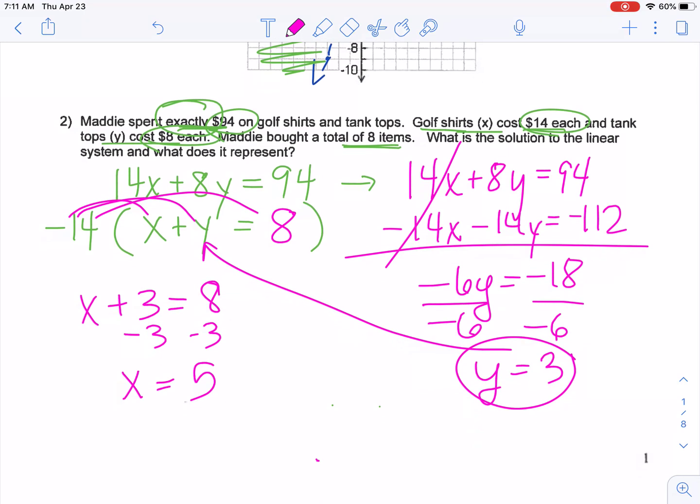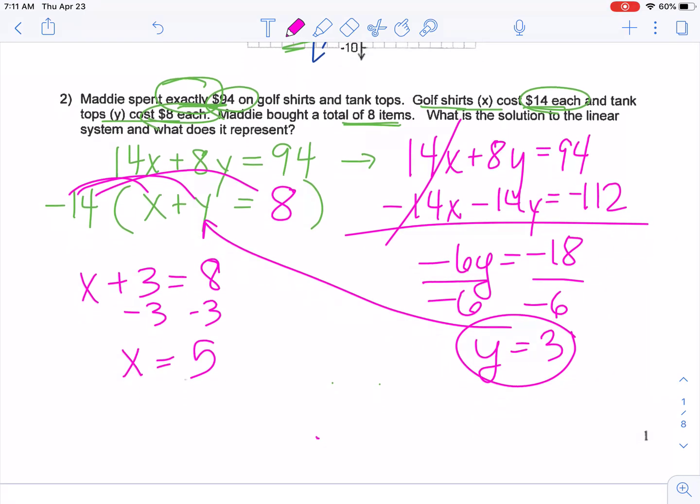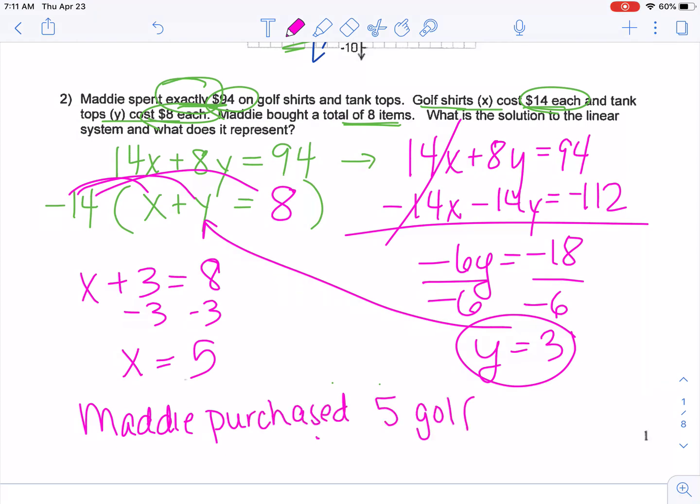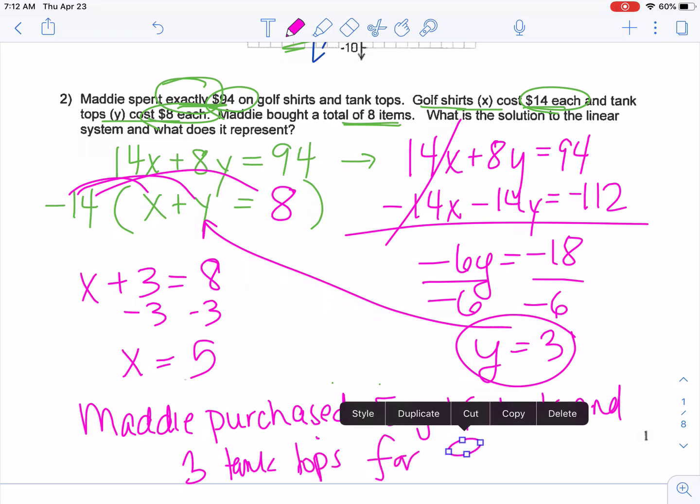So what does the solution represent? Remember, a word problem means we have a word solution. So Maddie, make sure you write this down, please. Maddie purchased 5 golf shirts and 3 tank tops for what? $94.